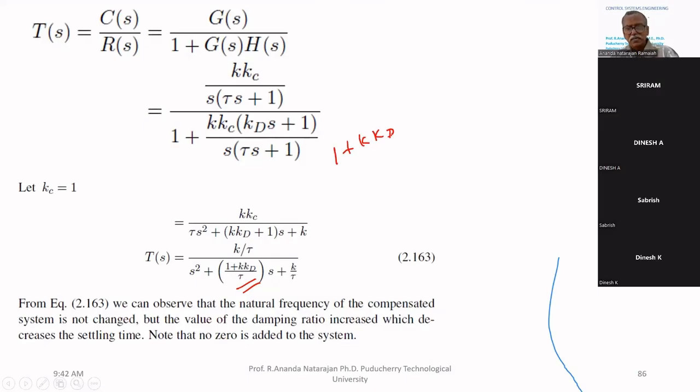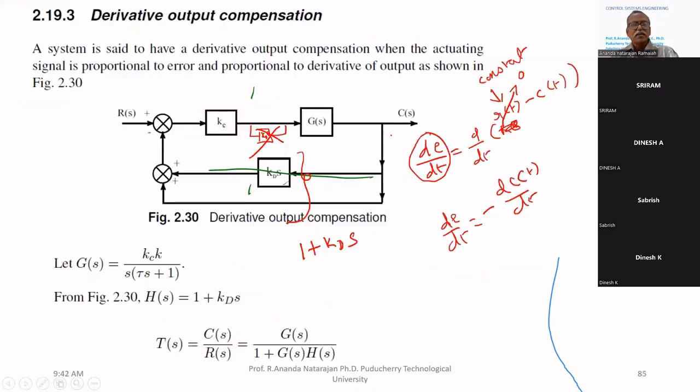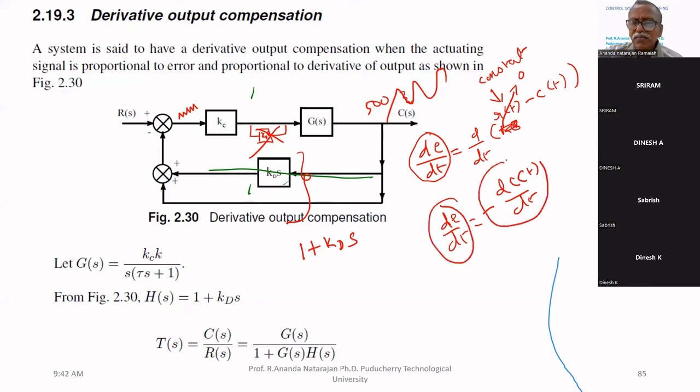So instead of using the derivative compensator in the forward path, it can be used in the feedback path. Why? Because C is 500. It varies about 500. Here error means a very small signal. You cannot distinguish between error and noise. But here C is a very big signal. Noise is superimposed on that. So noise cannot dominate here. So instead of using d by dt, here we are using dc by dt. The effect is same.